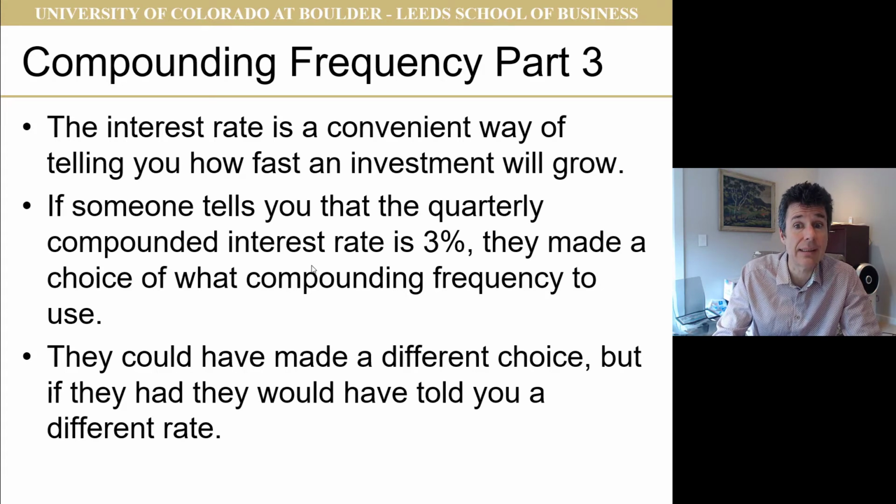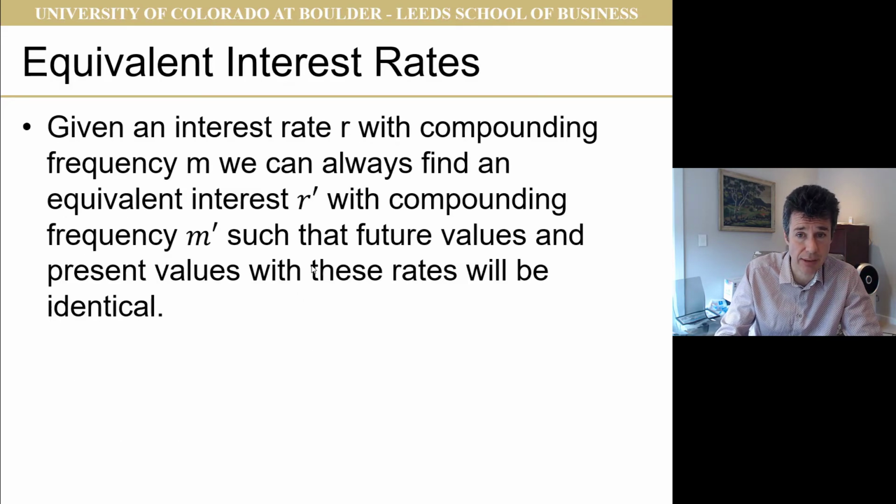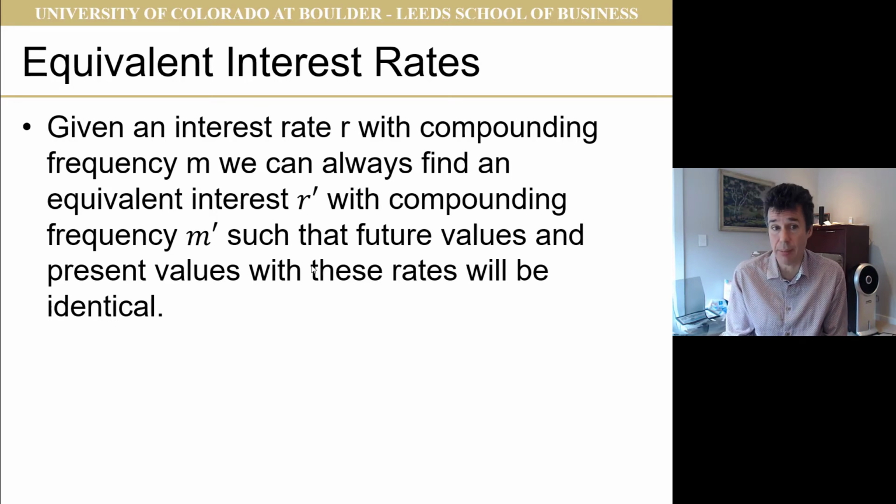But the reality is they would have then told you a different rate so that basically your investment would grow at the same speed. So we have this idea of equivalent interest rates. Given an interest rate R with one compounding frequency, M, we can always find an equivalent interest rate R prime with a different compounding frequency, M prime, such that future values and present values with these rates are always identical. So basically, the interest rate and the compounding frequency go together. If I choose a different compounding frequency, I get a different interest rate. They'll be close, but they won't be exactly the same.